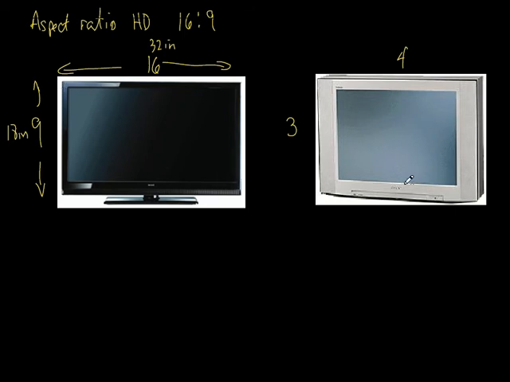And this is a little bit more square. It's not exactly square. If it was exactly square, then it would be, what, 4 by 4, or that would reduce to 1 by 1. So it's not a perfect square. It's a little bit longer this way than it is up and down, but not a whole lot. The widescreen is a lot longer width-wise as it is height-wise.